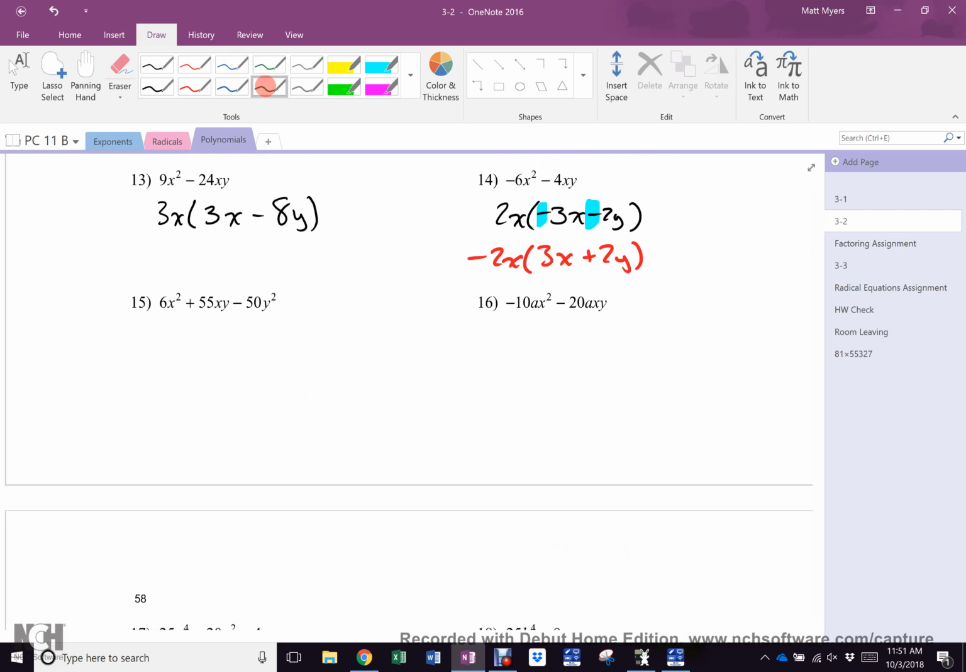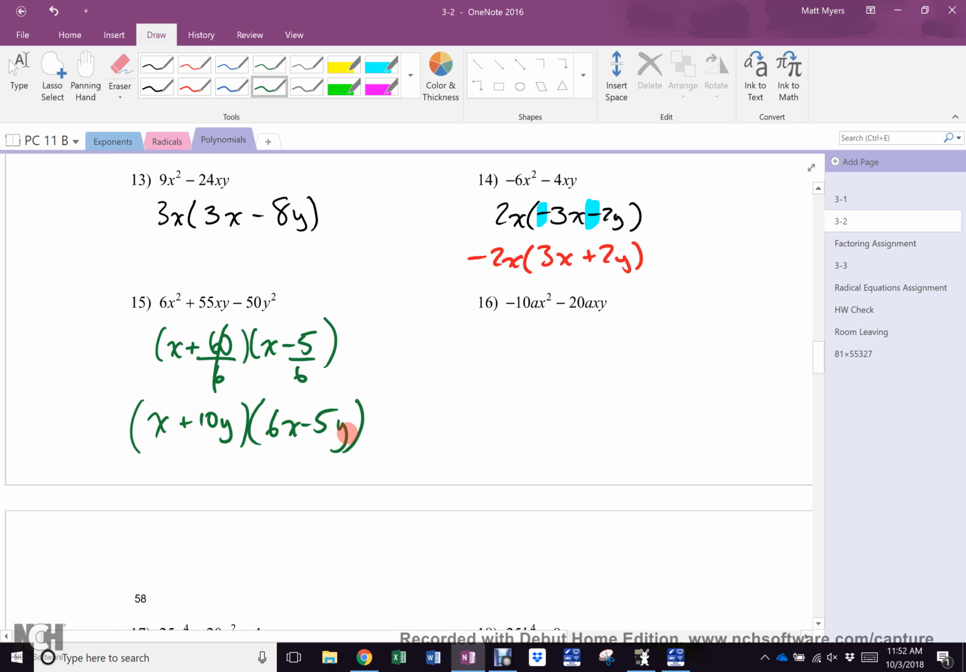And 15. Who'd we get to? Who's at the back still? Damaris, hit me. I didn't fully figure it out, but I got x plus 60, x minus 5, but then I haven't reduced it yet. Of course, because you would then divide by 6, cancel that to x plus 10y, because you need the y. And 6x minus 5y, because you need the y.